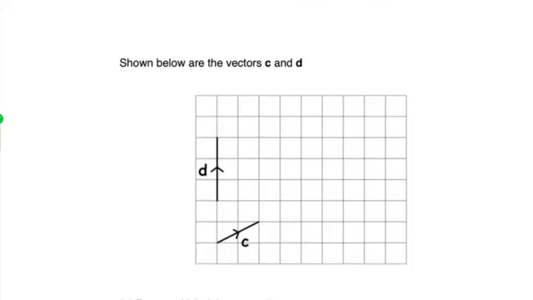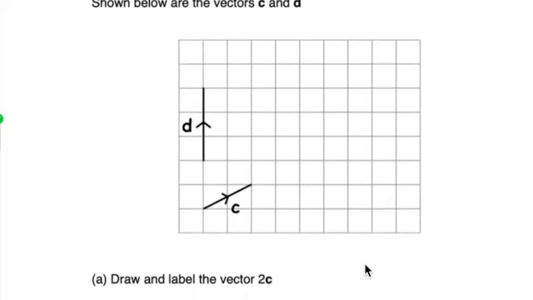Now if we have a look at the next question, we've got a very similar thing going on. This time we've got 2 different vectors, D and C, and the first question says draw and label the vector 2c. So we can see that it goes 2 across, 1 up. We pick our starting point, it can be anywhere on the grid, and we go 2 times 2, 4 across, 1 times 2, 2 up. We join those with a nice straight line, and then all we have to do is add our arrow and our label 2c.